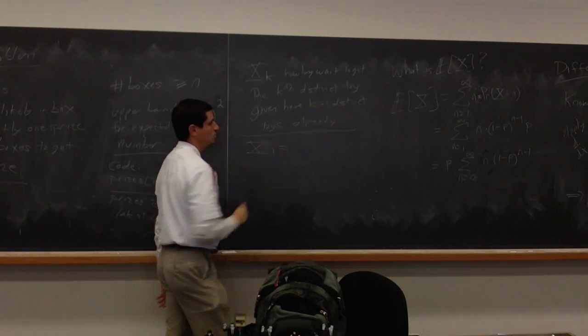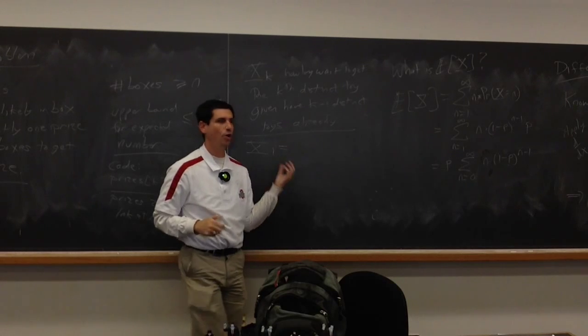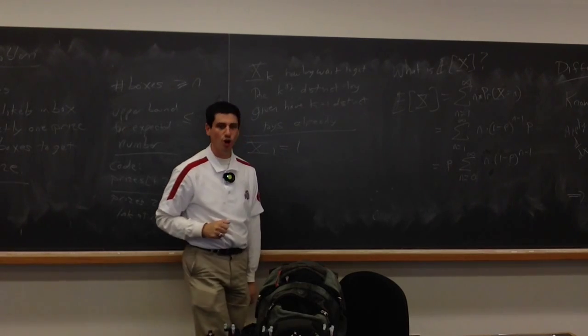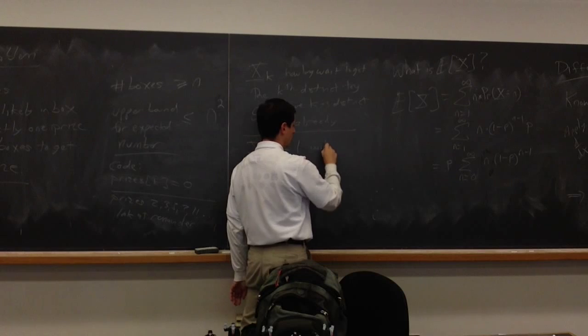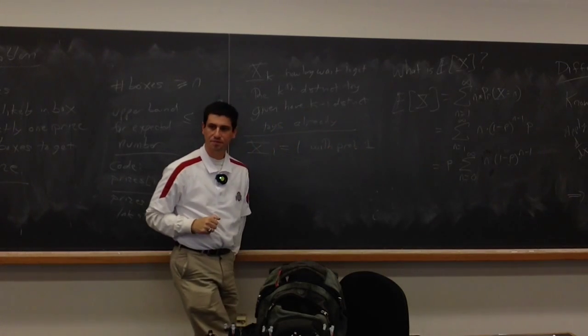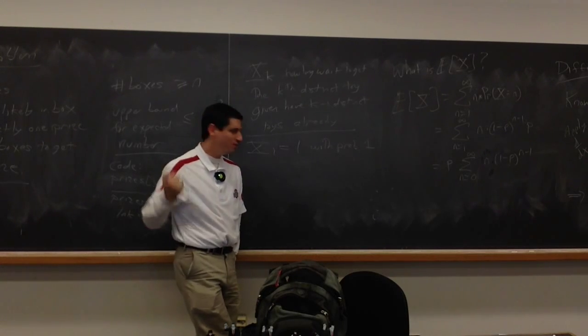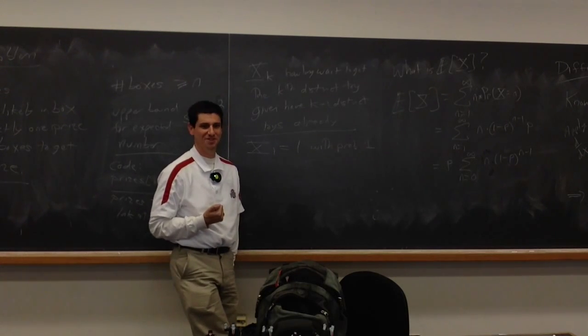So what do we know about x1? x1 is always 1 with probability 1, because we have no toys. So whatever we get is a new toy, we're happy.